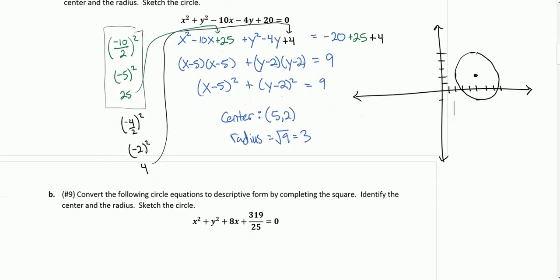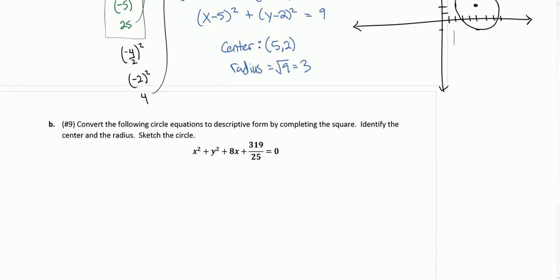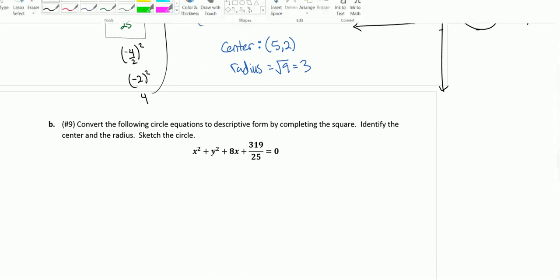Part B is taken from number 9 from our homework, which is to convert the following circle equation to descriptive form by completing the square. Identify the center and radius, and again sketch the circle. So it's asking us to do the same thing that we did in the last problem. The only difference here is we see this big fraction, and you may be curious, well, how do we do this with a fraction like this?